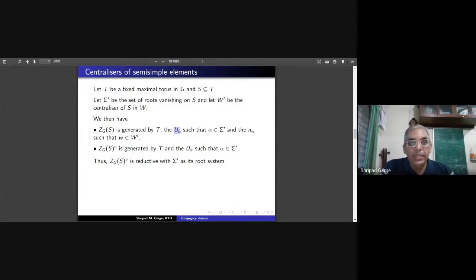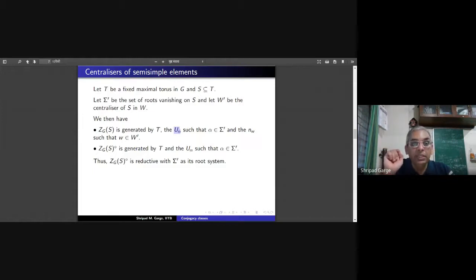So the centralizer of your subset S in G is generated by the torus T, the U alphas for the roots alpha which vanish on S, and the Weyl group elements. You may just consider them to be Weyl group elements which centralize S. This is about the centralizer of the whole S. If you want to look at the connected component, then the connected component is generated by T and the U alphas. The NWs are not needed.